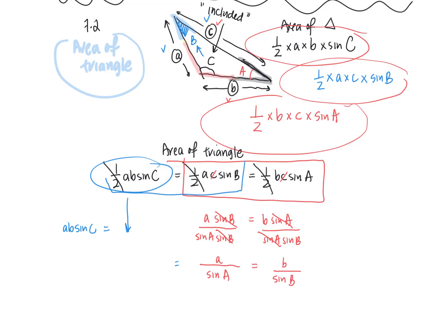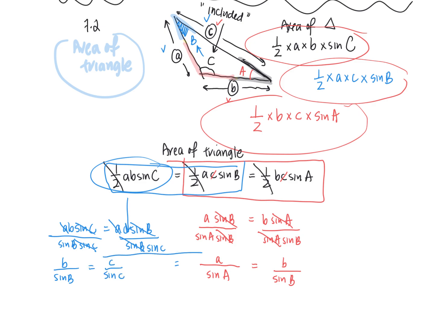Okay, if I compare these two, it will be AC sine B, right? So the A cancels out. So how do you think I can simplify them? I divide both sides by sine B and sine C. What am I left with? Can you see that it says B over sine B is equal to C over sine C?